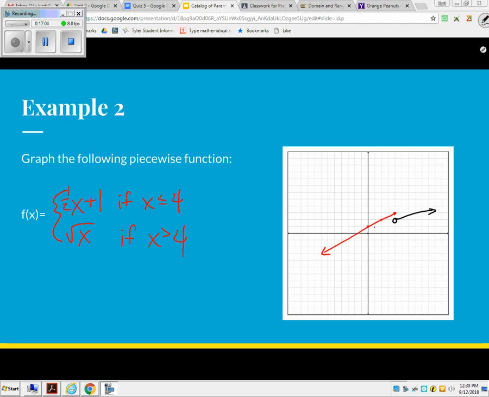All right, here's my rough sketch of it. My black line was my bottom part. It was my swoop. I had to erase the front half of my swoop. And I just have the straight line there that I graphed for less than or equal to 4.